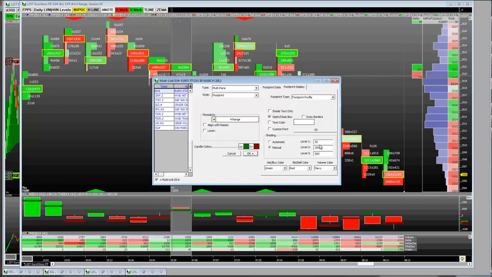And we've got some threshold levels, level 1, 2, and 3. So basically level 1 will be a lighter shade of green or red. Level 2 will be a sort of a medium shade of green and red. And then level 3 will be a very bright green or red shading.